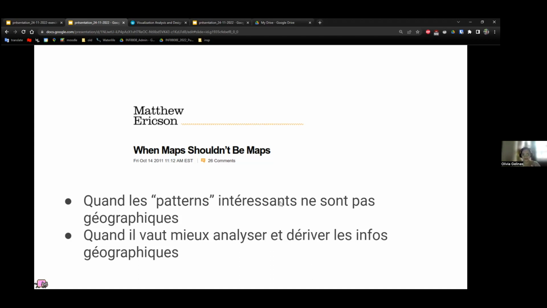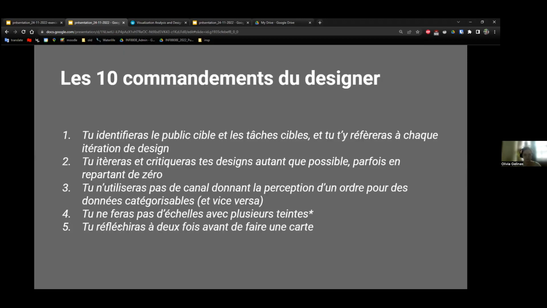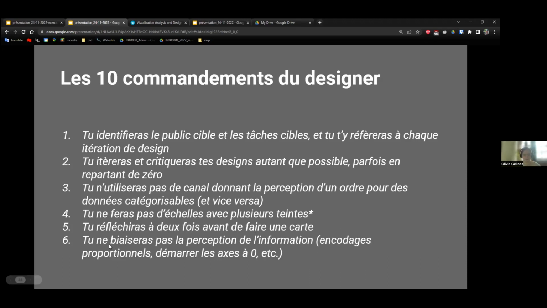This is a question that we have to ask ourselves: is my pattern going to be geographical or not? It's an important question to ask ourselves, and you've got to make that choice before you decide to do a map.